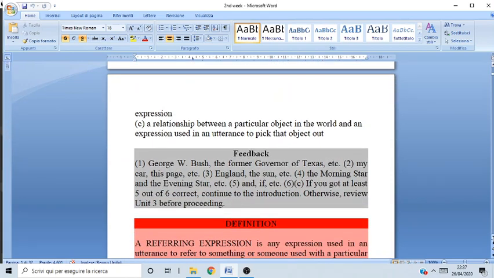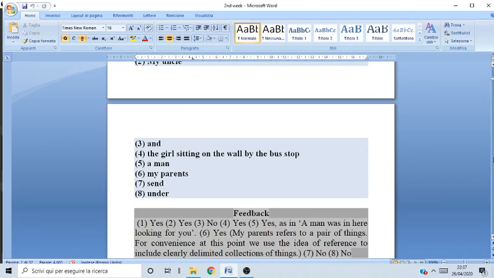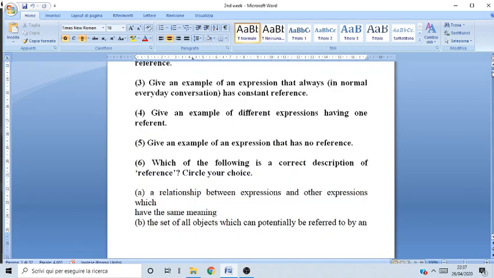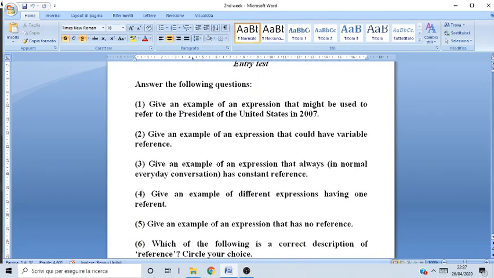So let's look at that. Number 1, give an expression: the President of the United States, Bush. An example that could have variable reference: I gave you the word John, which could mean one John or another John. Number 3, a constant reference: moon, sun.